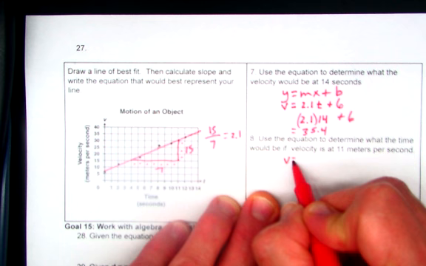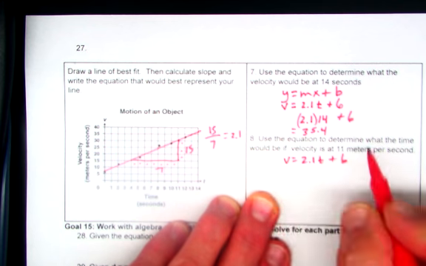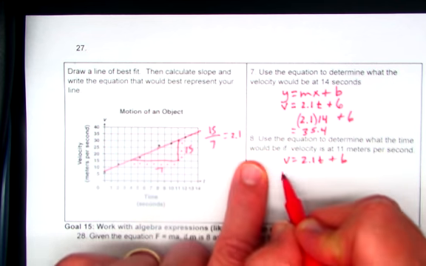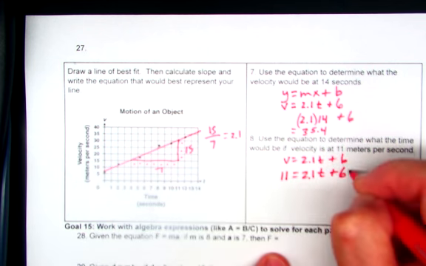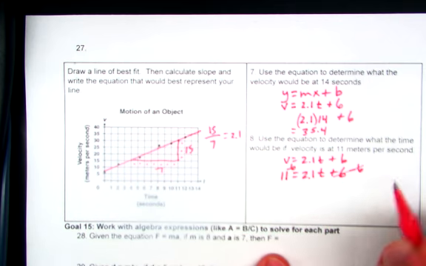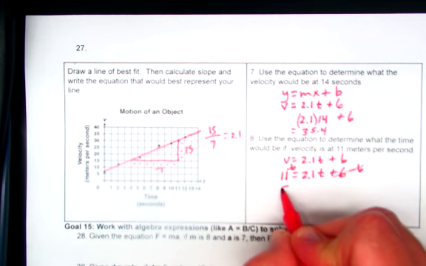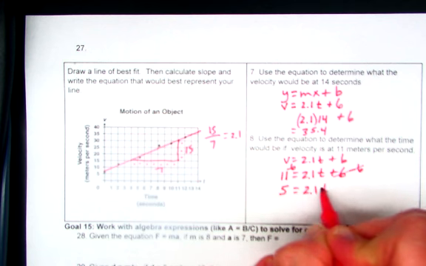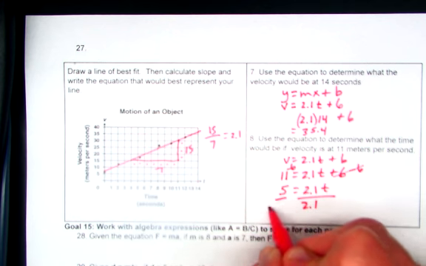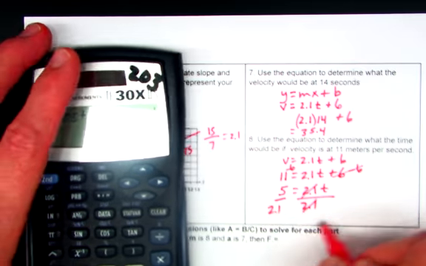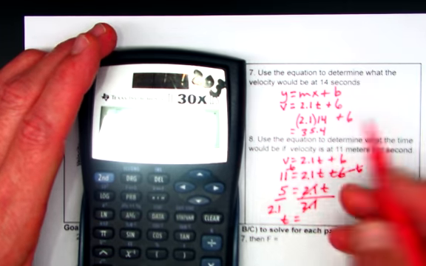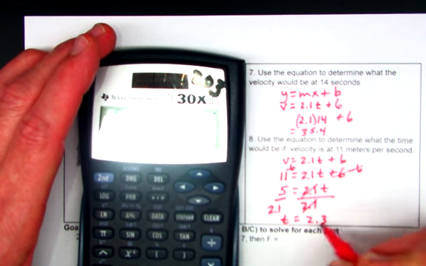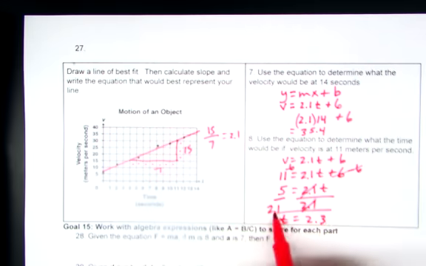Now, use the equation to determine what the time would be. We're going to use the same equation, but instead, we're going to be given a velocity. So velocity is 11 equals 2.1t plus 6. You subtract 6 from both sides. That 6 minus 6 is 0. So 11 minus 6 is 5 equals 2.1t. I divide both sides by 2.1. It cancels out over here. So t equals 5 divided by 2.1, which turns out to be 2.3, or 2.4 if I round it. So the time is there.